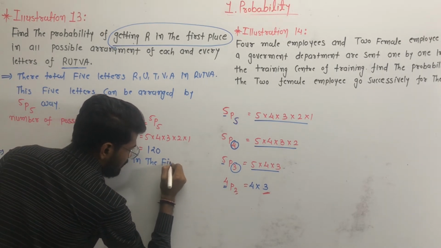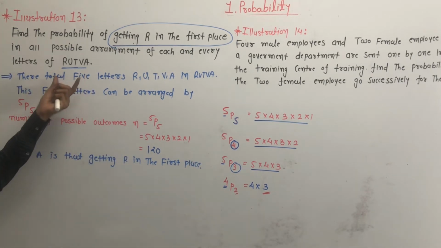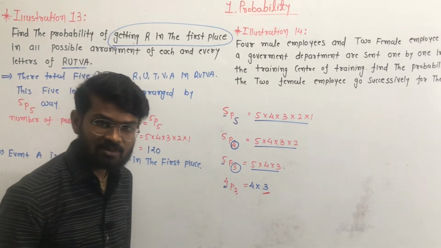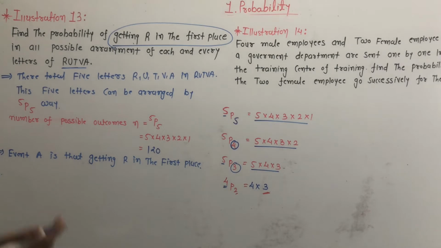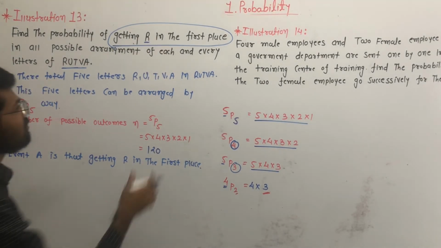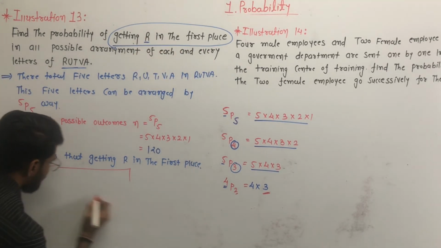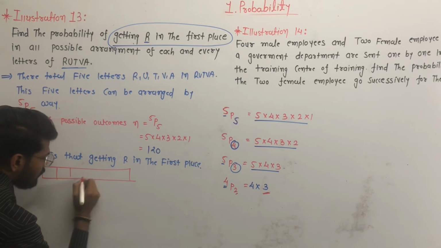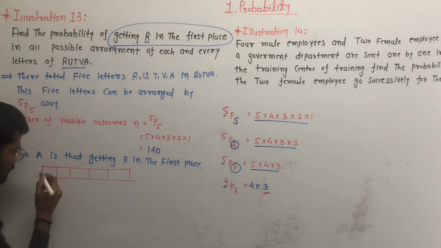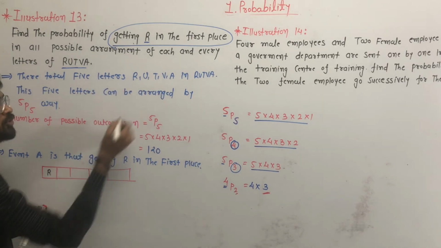ये RTUVA है, उसमें से हम कितने स्पेलिंग बना सकते हैं? 120 स्पेलिंग बना सकते हैं, लेकिन हमको कैसे स्पेलिंग बनाना है कि जहां पे पहला जो लेटर है वो R ही होना चाहिए. First place is the R. यहाँ पे कितने लेटर है? टोटल 5 नंबर है. 1 2 3 4 एंड 5, लेकिन हमको R को पहले बॉक्स में लिखना है, और बाकी के जो 4 लेटर है U T V A.